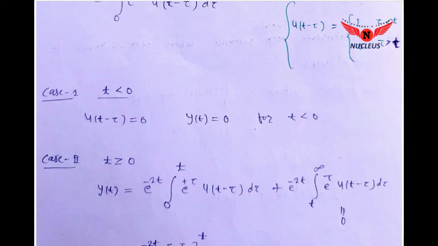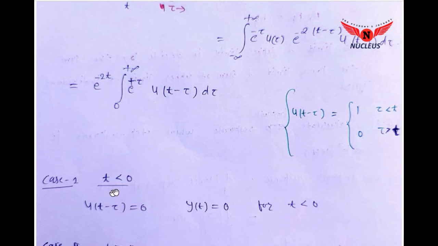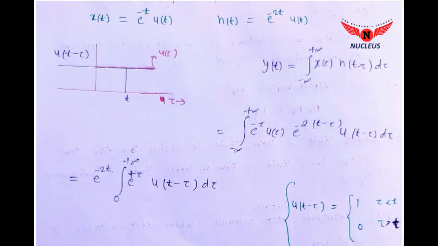So when t is less than 0, u(t minus tau) is 0 and y(t) is also 0. We already discussed this first case. You can see here that when t is less than 0, u(t minus tau) is 0, from this equation.